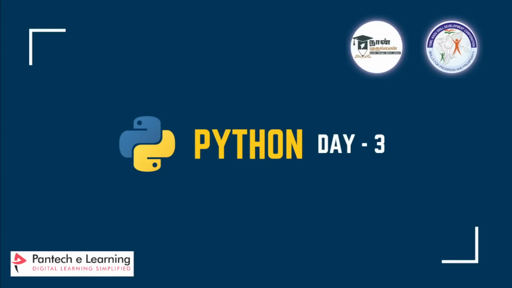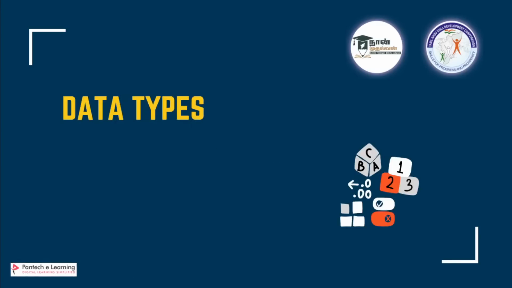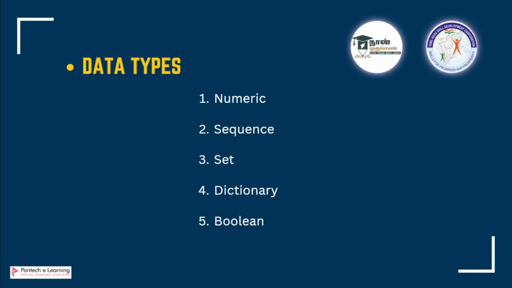So in the last class, we saw data types in Python. We completed the numeric data type and sequence, right? In this class, we'll see the continuation, starting with set, dictionary and Boolean. I welcome you all to day 3 of the Python class of this virtual internship. Shall we start the class?